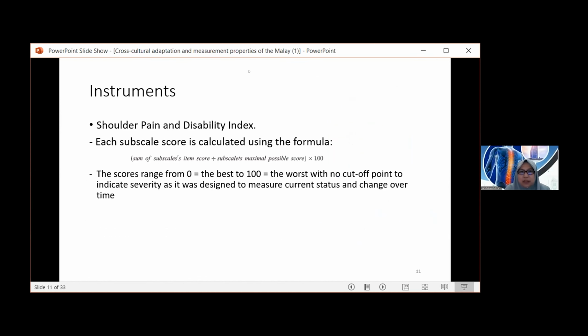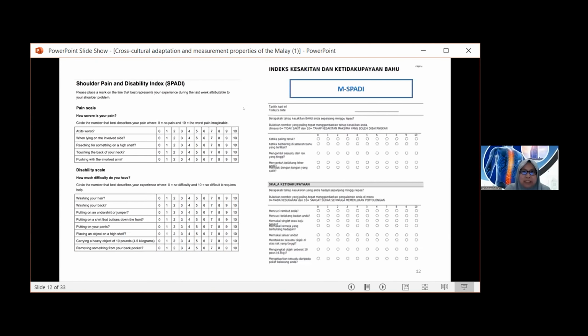The study used the numerical rating scale version of SPADI. SPADI has 13 items subdivided into 2 subscales which measure pain, 5 items, and disability, 8 items. The initial VAS or Visual Analog Score was replaced by an 11-point numerical scale where the individual scores their level of pain or difficulty from 0, which means no pain or no difficulty, to 10, worst pain imaginable, so difficult it requires help. The total SPADI score is the unweighted mean of pain and disability domain score.